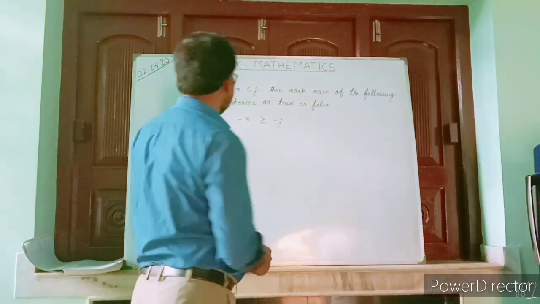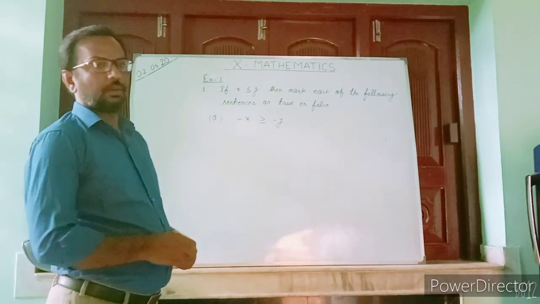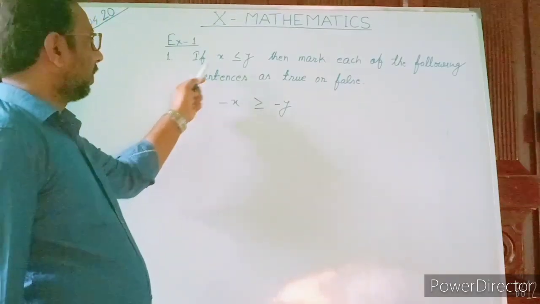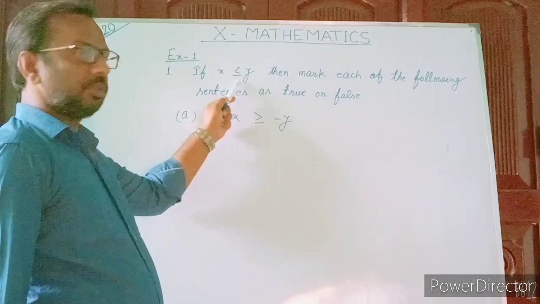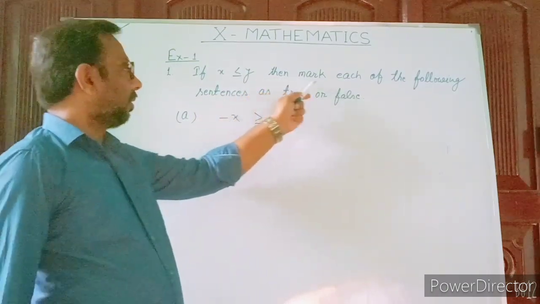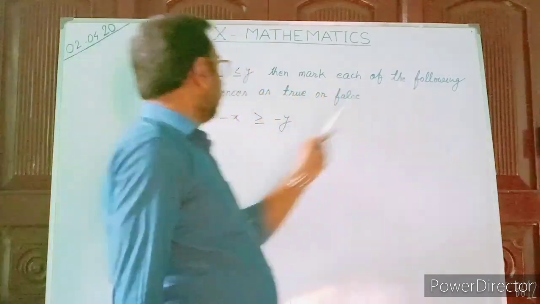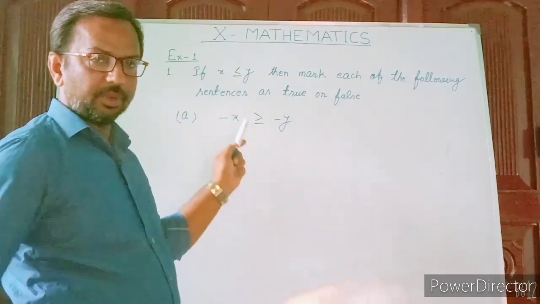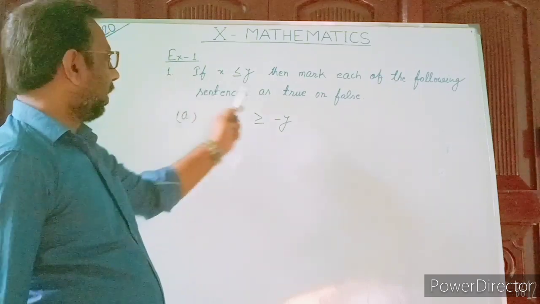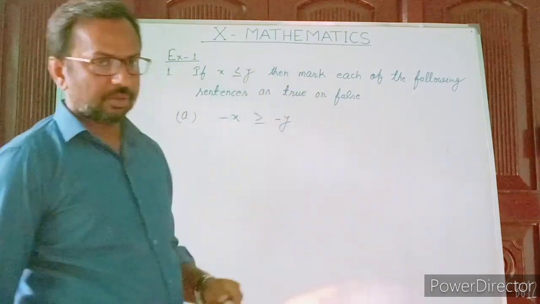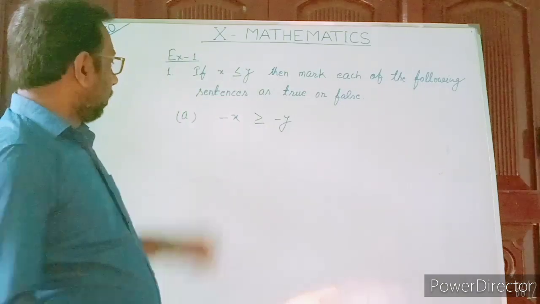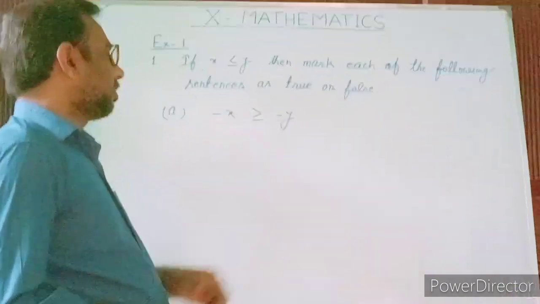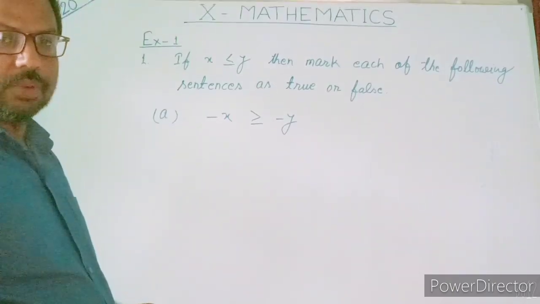Let us start exercise 1, question number 1. Question number 1 states that if x is smaller than or equal to y, then mark each of the following sentences, given in the question, as true or false. Question A: minus x is greater than or equal to minus y.